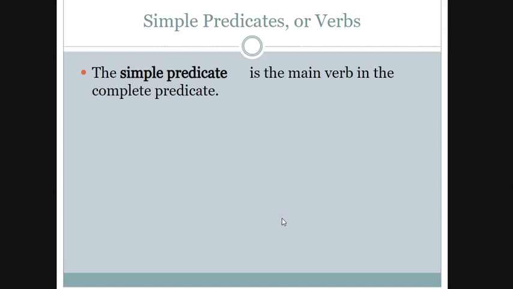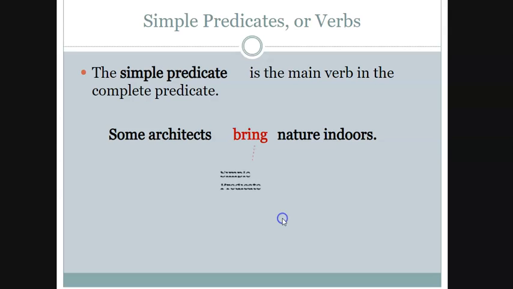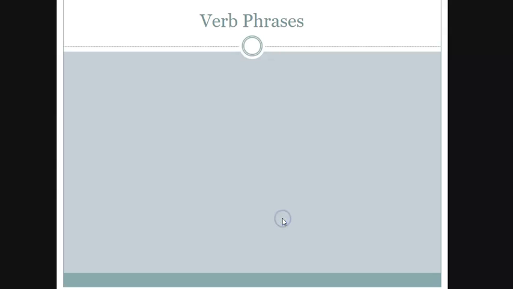So, simple predicates or verbs. The simple predicate is the main verb in the complete predicate. For example, some architects bring nature indoors. Bring will be the simple predicate.